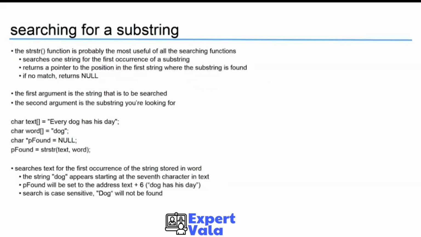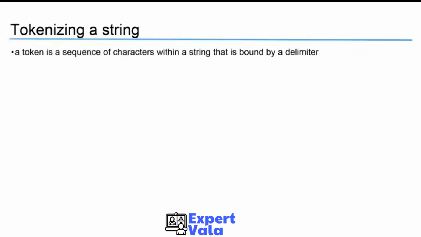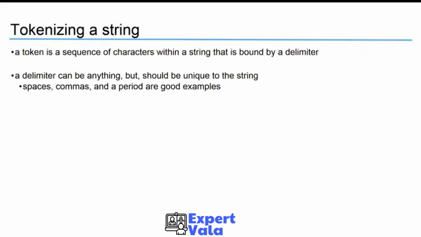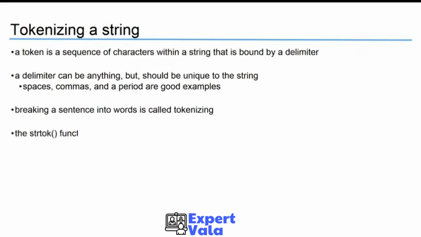Tokenizing a string. A token is a sequence of characters, one of them a string that is bound by a delimiter. We know this. A delimiter can be anything, but it should be something unique to that string. Don't have a delimiter as a letter, because now it's going to find in that string something valid in a word. Make it something unique like a space or a comma. Thus, again, it is used as a boundary, usually for words in a single string. So it breaks a sentence into words. It's called tokenizing. This strtok function is used for tokenizing a string.